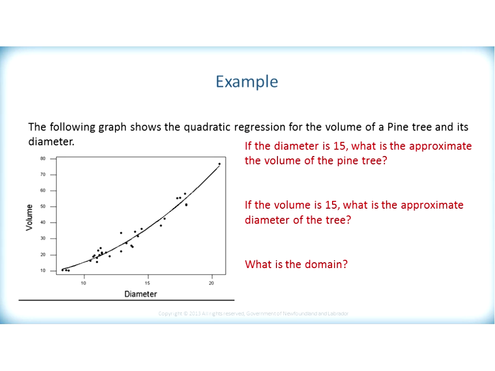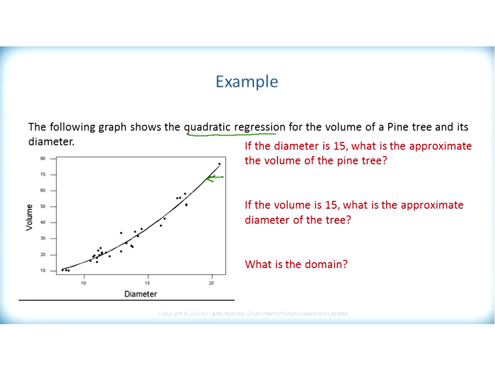The following graph shows a quadratic regression. Notice that we're being told the type of regression again. You will always be told the type of regression function that you are investigating, for the volume of a pine tree and its diameter. So we have the curve of best fit right here. We're not given the equation, but we are given the curve of best fit.